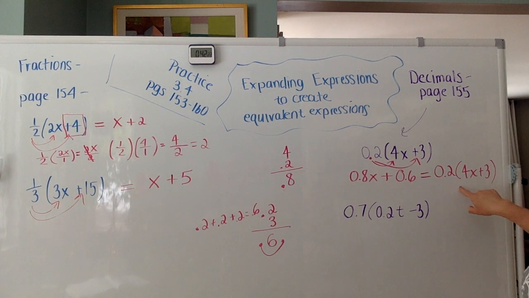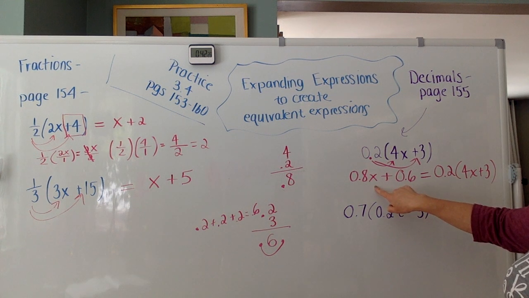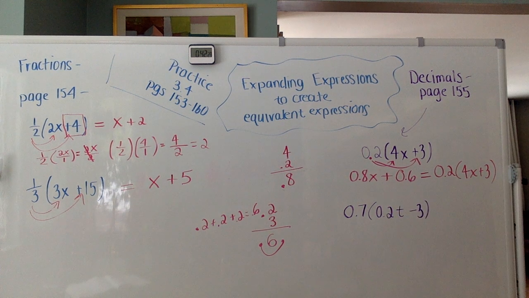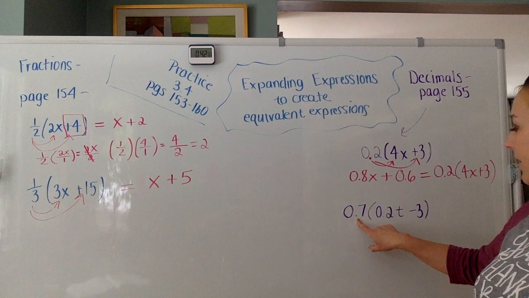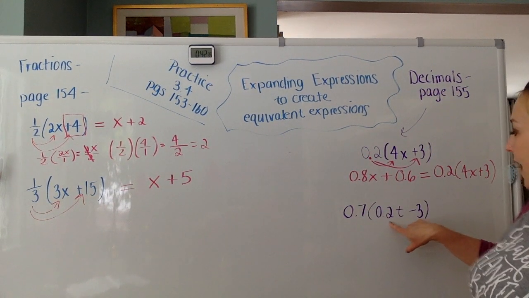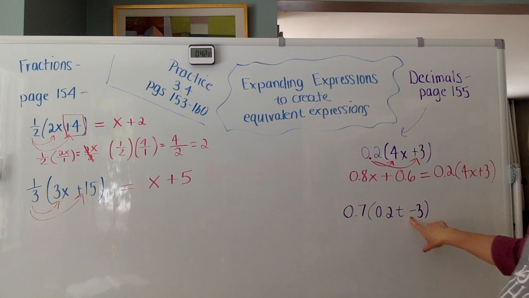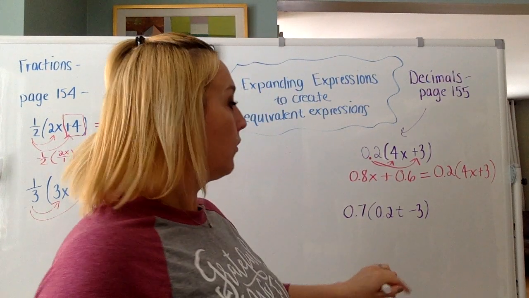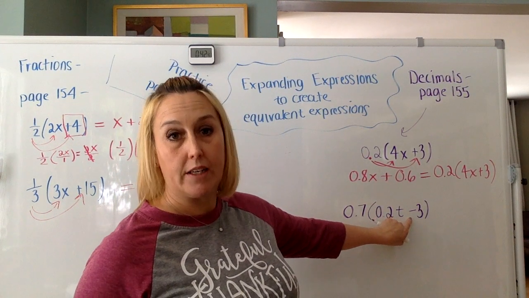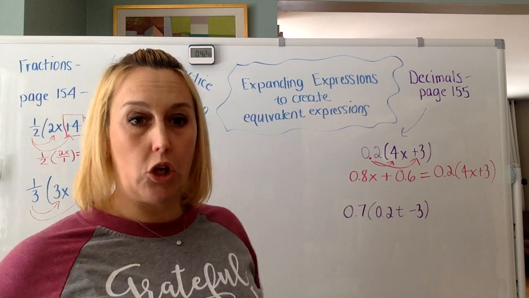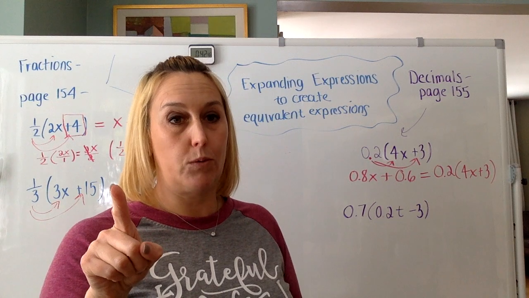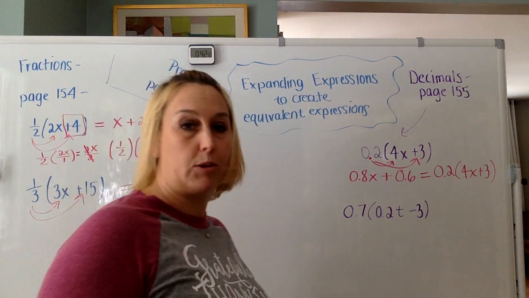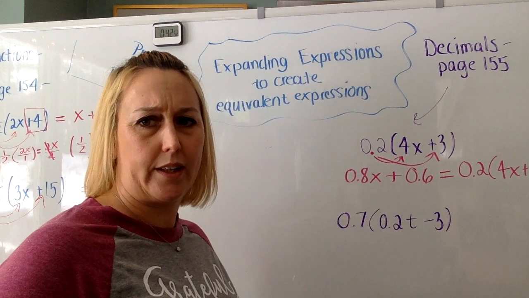Okay, equivalent expressions. All I did was expand this one to get this. Make sense? All right, now we've got 7/10 times 2/10 t minus 3. So we see here we have a negative. That should send your alarm, not alarm bells, but like, hey, heads up, I'm going to need to apply my negative rules. But since you're all so fabulous with your negative rules, you totally got this, I know it.